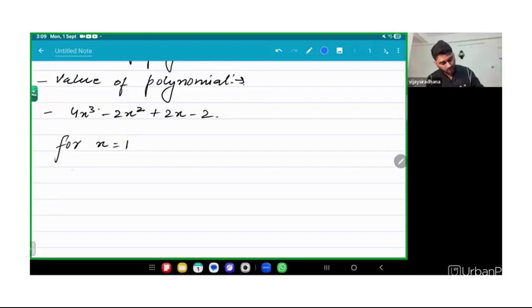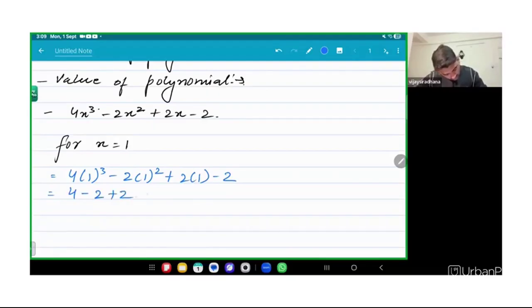So student, for this, wherever x is given, you need to put the value of x as 1. For example, this is 4 times 1 cube minus 2 times 1 square plus 2 into 1 minus 2. Which is nothing but 4 minus 2 plus 2 minus 2. So over here, 4 plus 2 is 6 and 6 minus 4 is 2. So the value of this polynomial, which is known as p of x, where x equals 1, will be 2.